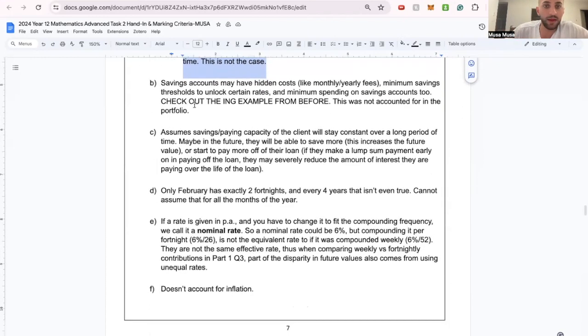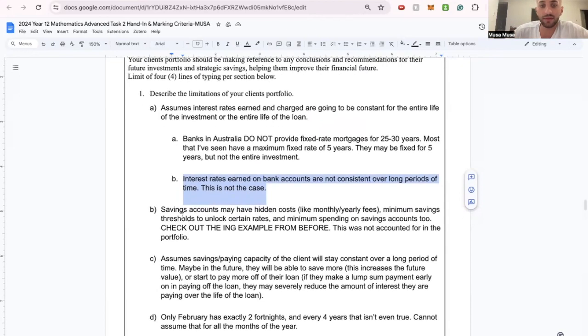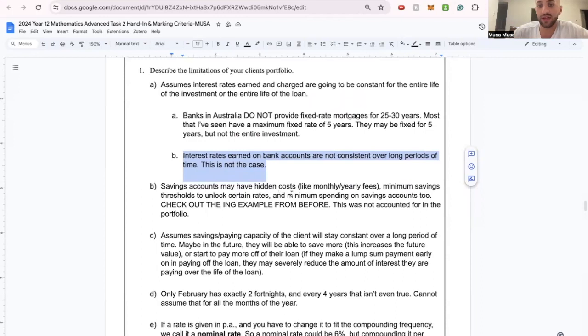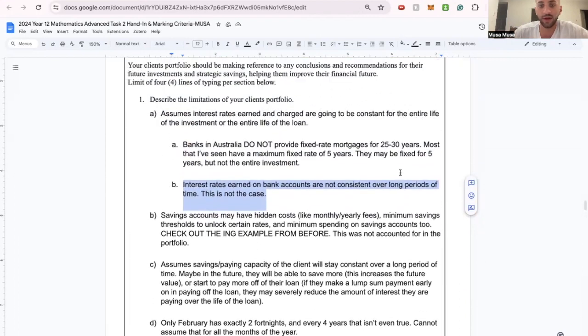Whatever. What's the next assumption we've made? Savings accounts may have hidden costs like monthly or yearly fees, minimum savings thresholds to unlock certain rates, and minimum spending on savings accounts too. Check the ING example from before. This wasn't accounted for in the portfolio.